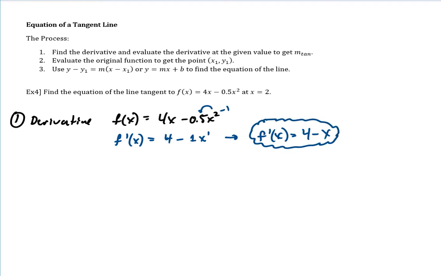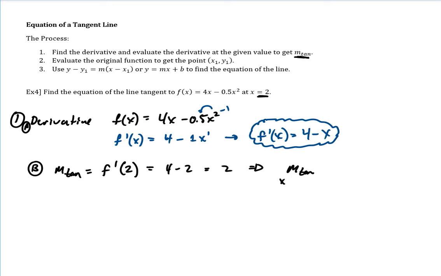But we need to keep going with it. We want the slope of the tangent, so we need to get m_tan. That's really step 1a. And then step 1b, let's get m_tan by evaluating the derivative at whatever value they want us to. In this problem, they say use 2. So we'll do 4 minus 2, which is 2. That is our m_tan. So m_tan at x equals 2 is 2.